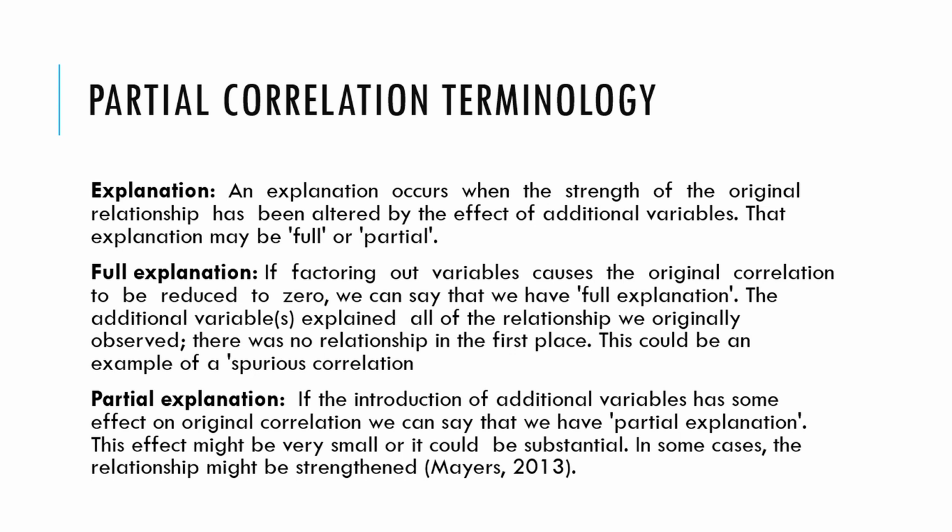This could be an example of a spurious relationship or a spurious correlation. Partial explanation is when the introduction of additional variables has some effect on the original correlation. We can say that we have partial explanation. The effect might be very small or it could be substantial. In some cases, the relationship might be strengthened.